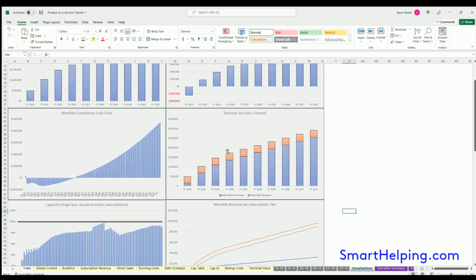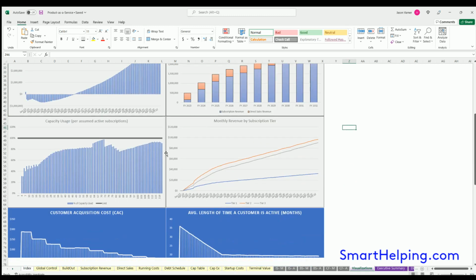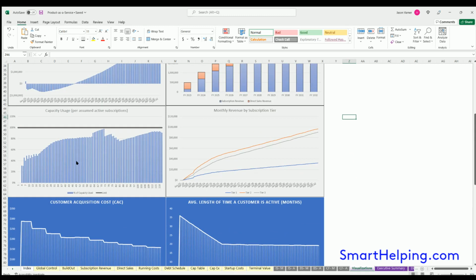You've got revenue by sales channel. So this is direct sales versus subscription revenue. You've got capacity usage. So this is that first on the build out assumptions area where we can see how much the customers are demanding in product usage versus how much usage is there, which would be the 100% line. And we're getting up to that, but we never pass it, so that's good. Monthly revenue by subscription tier. Here you can see just a monthly amount earned for the product as a service portion.